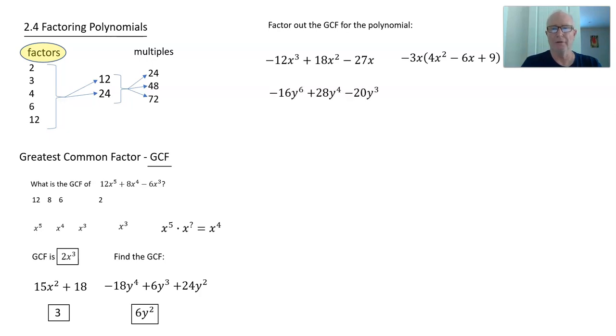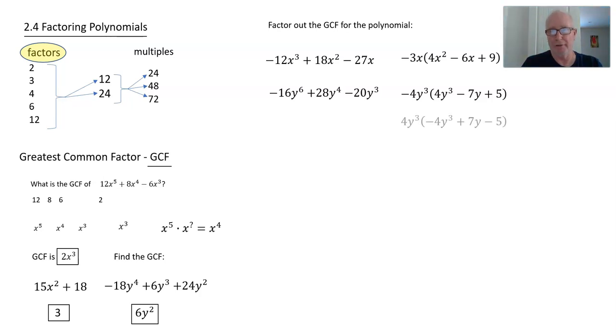Okay, try to factor this one. Negative 16y to the 6th plus 28y to the 4th minus 20y to the 3rd. Pause the presentation, factor that, and then resume. If I factored out a negative, then factoring out negative 4y to the 3rd leaves me with 4y to the 3rd minus 7y plus 5y.